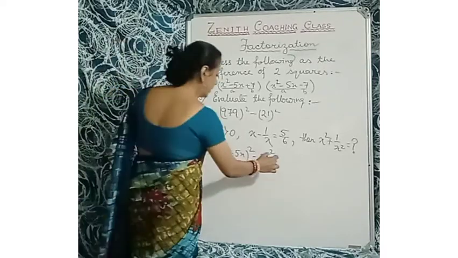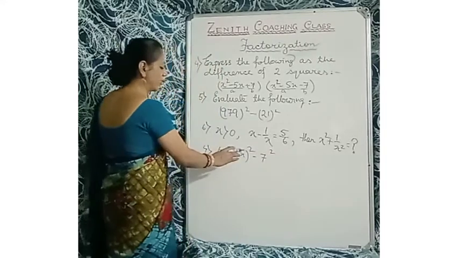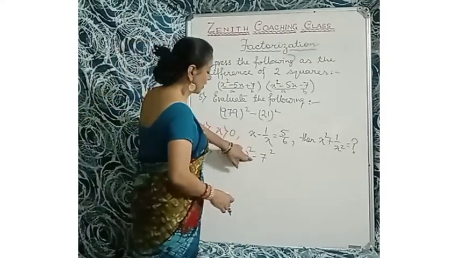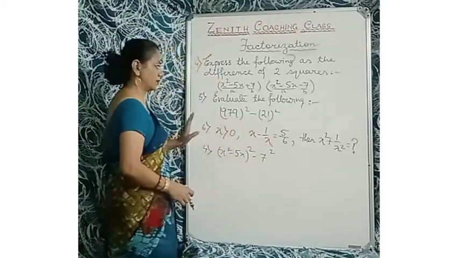So you can write it. No, don't write. That is the difference of 2 squares. You can write it just like this. Okay. So that is the difference of 2 squares. It is the difference, minus, square and square. Okay. So put it like this.